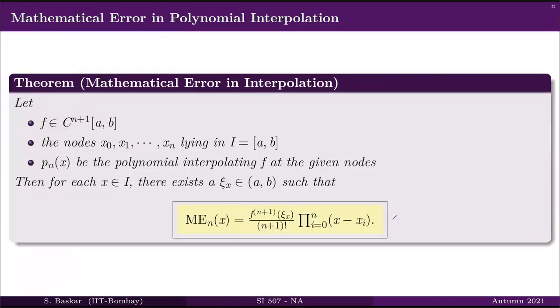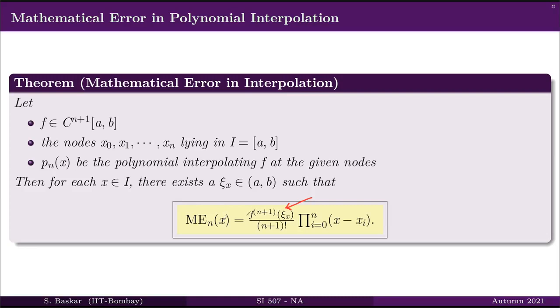Although we got a nice expression for the mathematical error, unfortunately, it cannot be used to precisely obtain the value of the mathematical error at any given point x. This is mainly because of this unknown point involved in the expression. However, if we know some extra information, like if we know an upper bound of the n plus first derivative of f in the interval ab, then we can try to get an upper bound for the mathematical error, right?